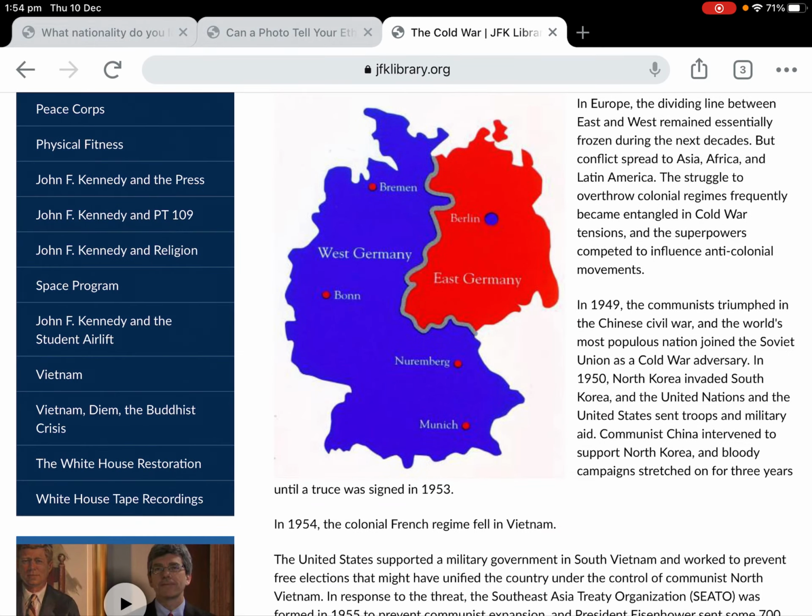That is a picture of West Germany and East Germany. As you can see, Berlin was right in the Russian zone, but Berlin was divided as well between the Americans and the Soviets.